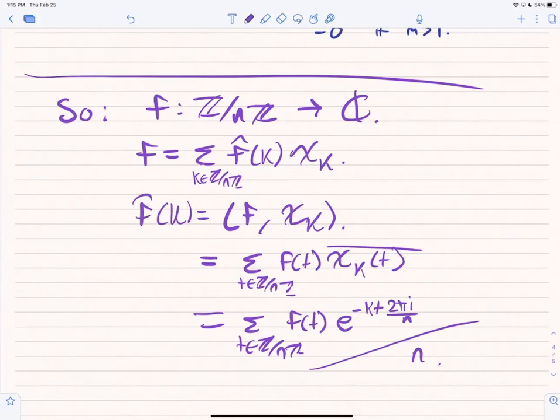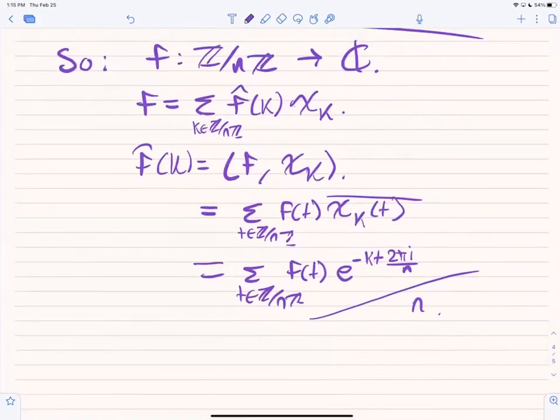Let me make some remarks. And this generalizes easily to any finite abelian group.